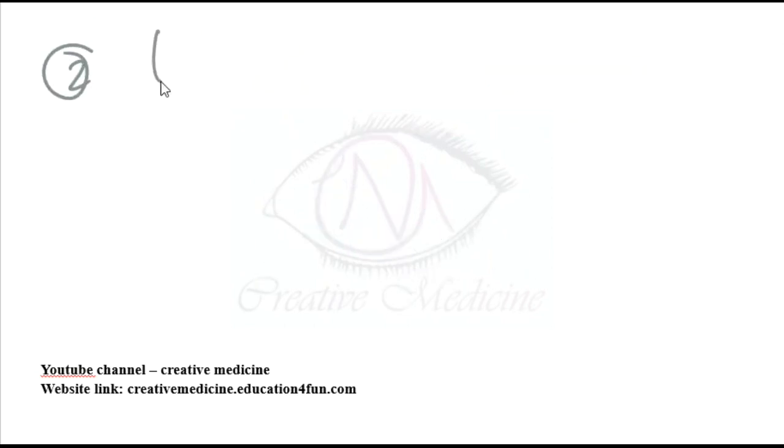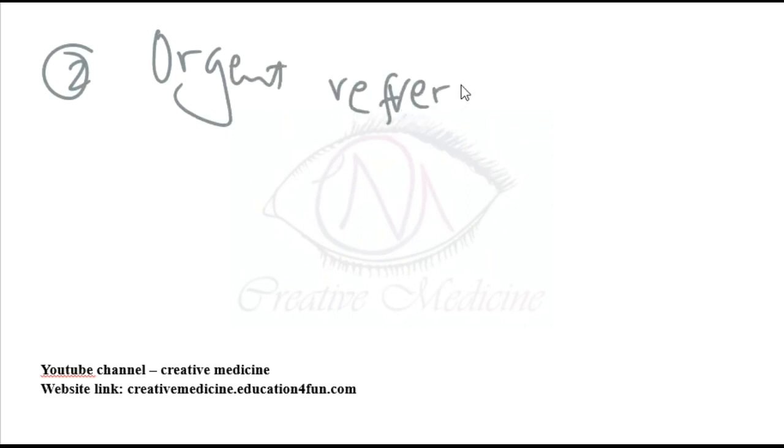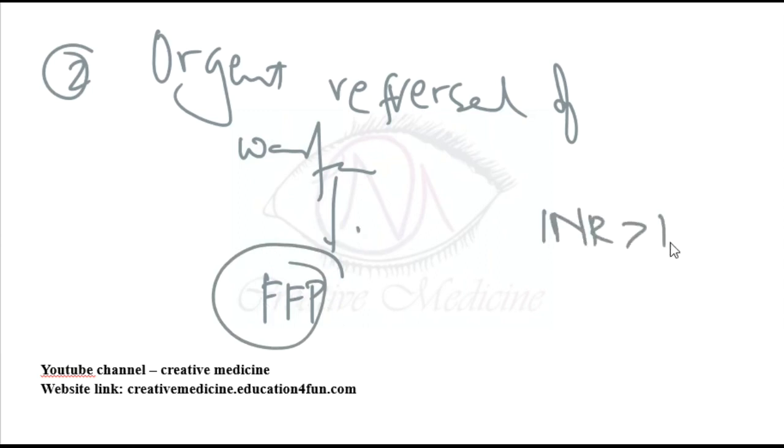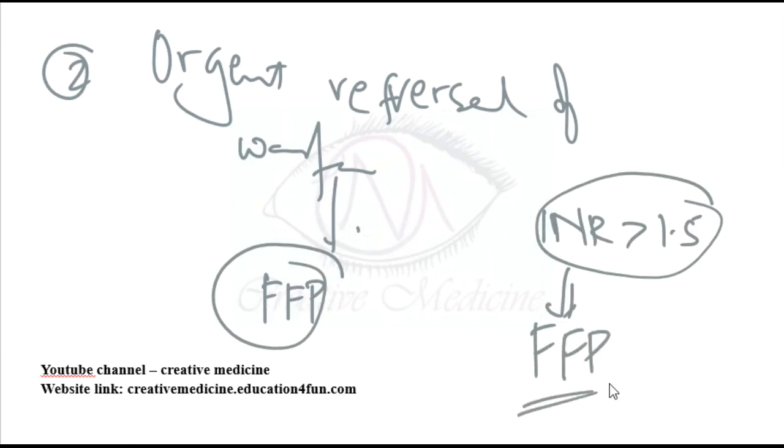Second, urgent reversal of warfarin therapy is done by. Urgent reversal of warfarin therapy is done by the administration of fresh frozen plasma. Even if the INR is found to be more than 1.5, even then it is better to administer fresh frozen plasma in these patients.